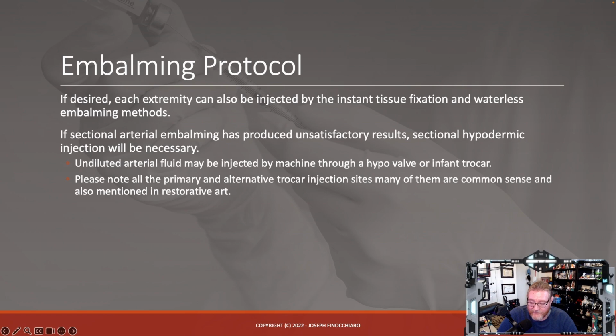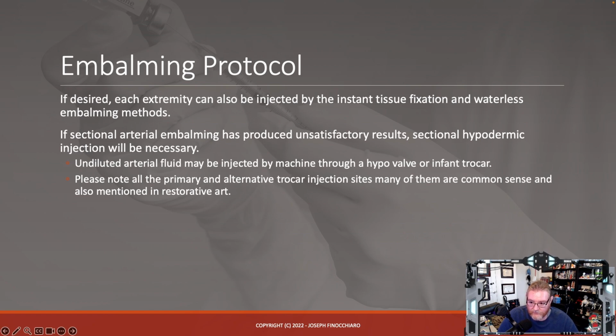If desired, each extremity can also be injected by the instant tissue fixation and waterless embalming methods. If sectional arterial embalming has produced unsatisfactory results, sectional hypodermic injection will be necessary. Undiluted arterial fluid may be injected by machine through a hypovalve or infant trocar.